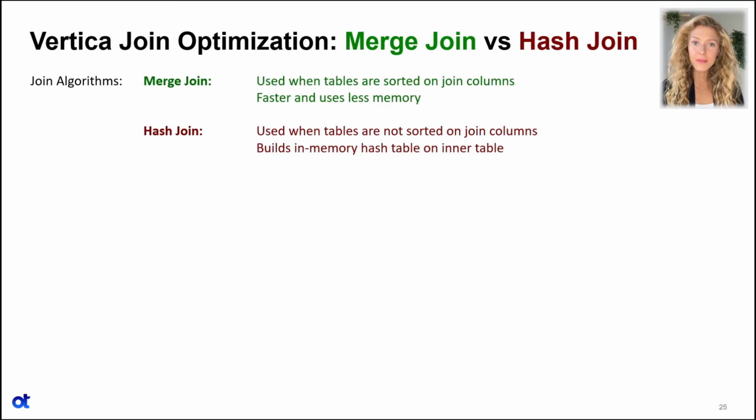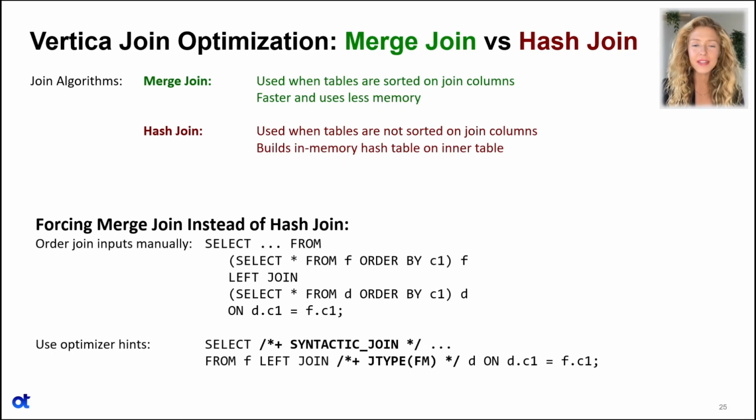Vertica uses two main join algorithms, merge join and hash join. Merge joins are used when both tables are sorted on the join column. They're faster and consume less memory. Hash joins are used when tables aren't sorted. In this case, Vertica builds an in-memory hash table on the inner table and scans the outer table to find matches. However, if memory is limited, you may see this error. Join inner did not fit in memory.